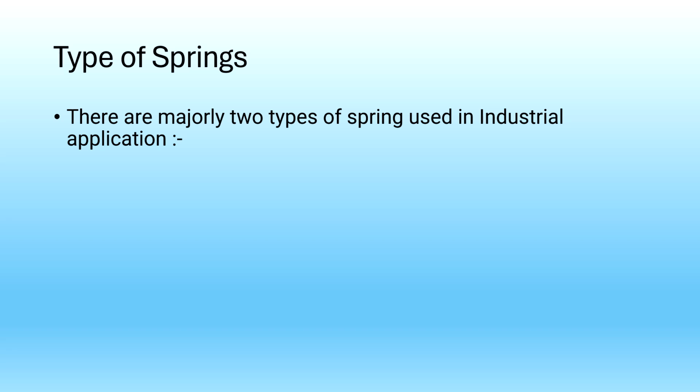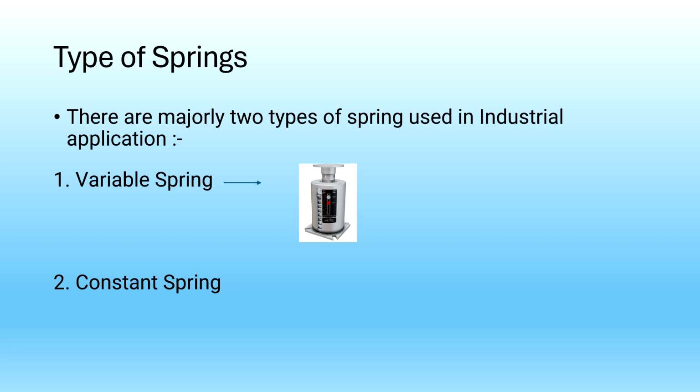Now, types of springs. There are majorly two types of spring used in industry. One is the variable spring, and the second is the constant spring. These are the two major types of spring generally provided in pipe systems.